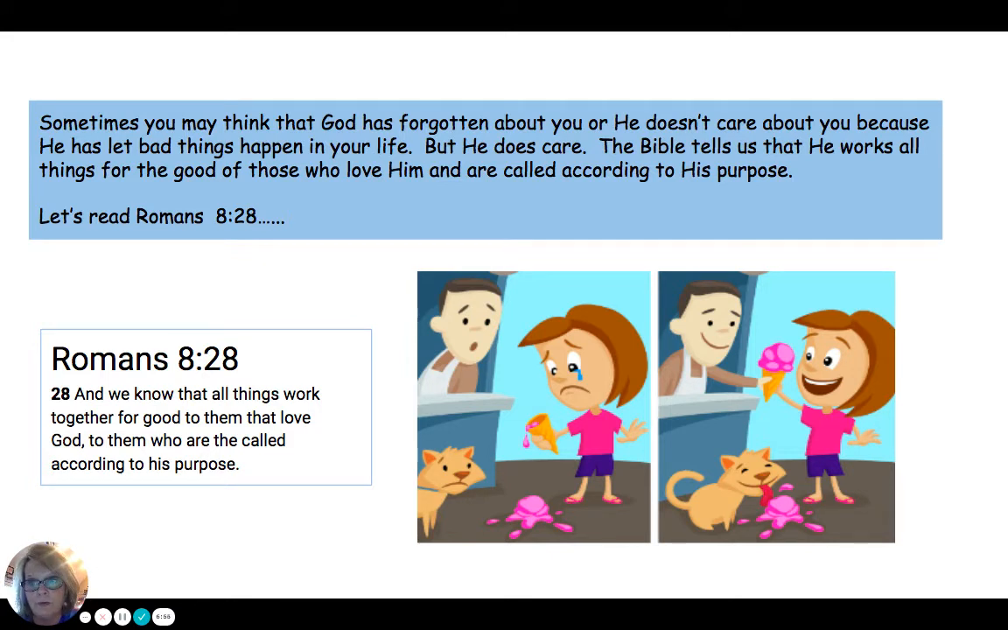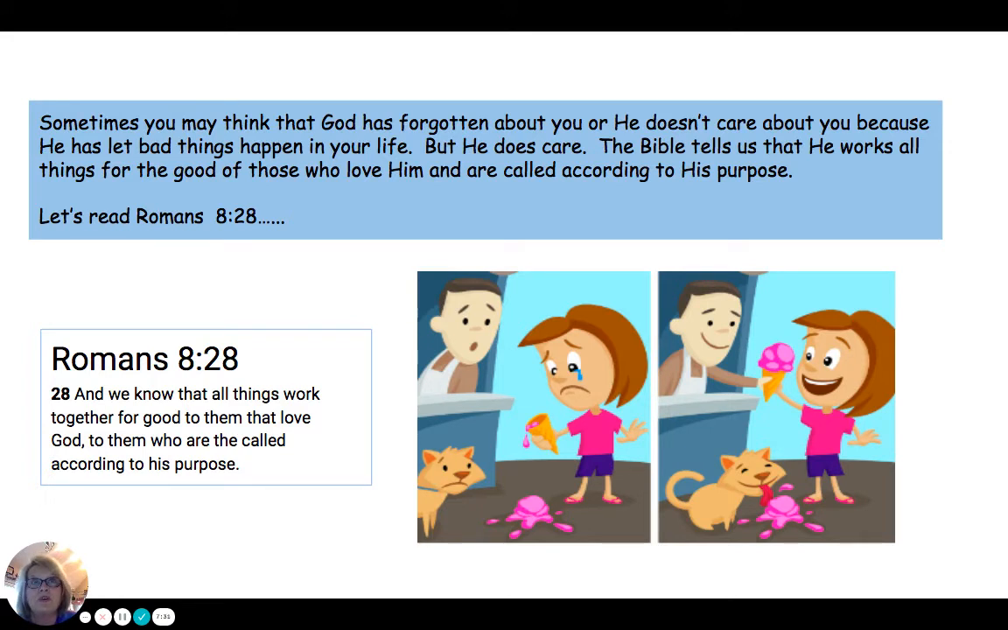Okay? If we look at Romans 8:28, this is another verse in our Bible. This one is in the New Testament, and it says, "And we know that all things work together for good to them that love God, to them who are called according to his purpose." So if we are called to do something, we need to obey and follow him and follow through with doing that.